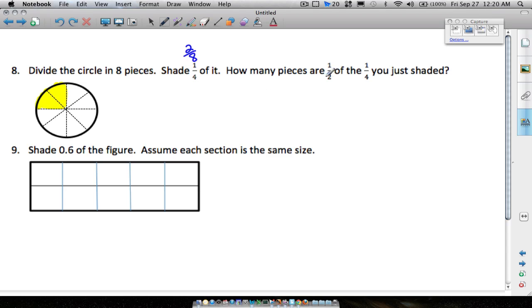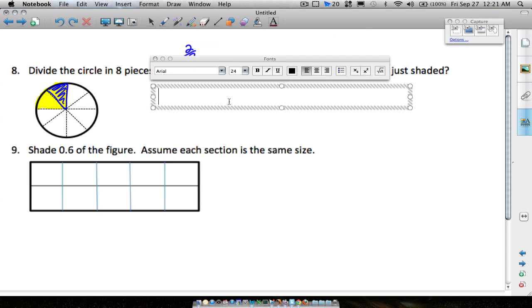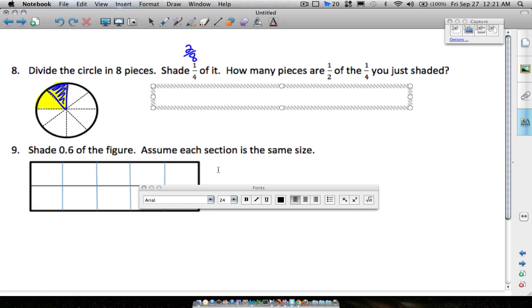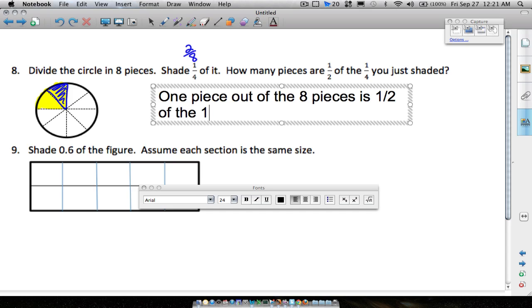And now, how many pieces are half of the 1/4 you shaded? We shaded 1/4. How many pieces out of this are half of what we shaded here? Notice, this 1/4 that we shaded, half of that is going to be one piece. One piece. So therefore, in a sentence, one piece out of the 8 pieces is half of the 1/4 that I shaded, or it could be you shaded. Now it's kind of weird.